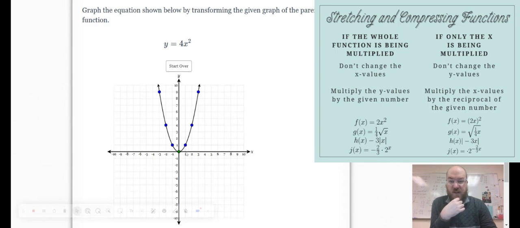I need to go way down here to this 1. So don't change the x value, so x is going to stay 1, but the y, which used to be 1, is going to be multiplied by 4. So this dot is going to become (1, 4). So you can see that multiplying by a number greater than 1 is going to stretch this graph, or I should say compress this graph.